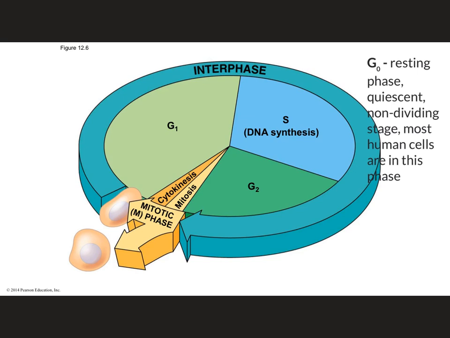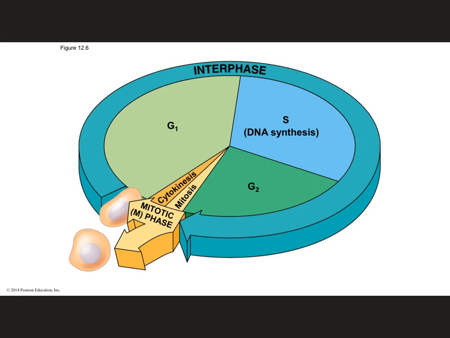Many human cells may never leave this G0 resting phase, such as neurons, because they're not going to divide. However, some cells can leave it in the case of injury, where other cells need to be replaced, and they can then enter into the cell cycle we're going to be talking about now.